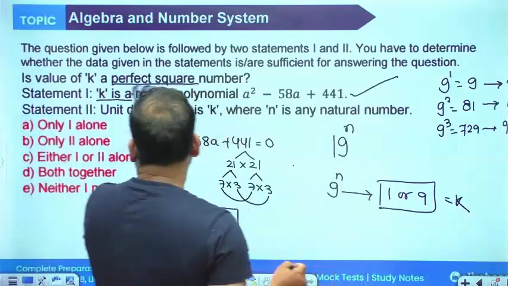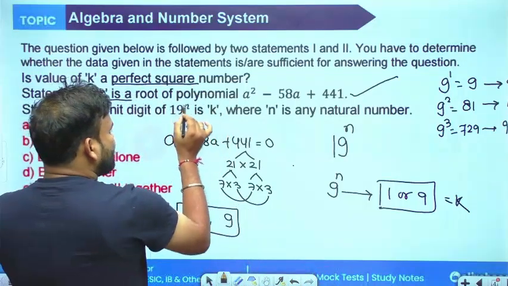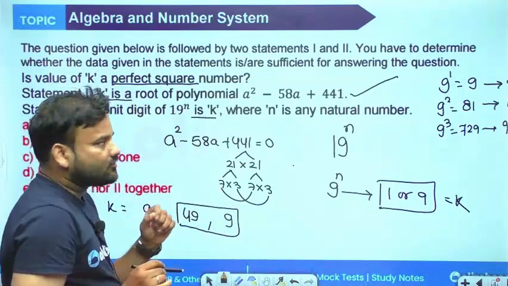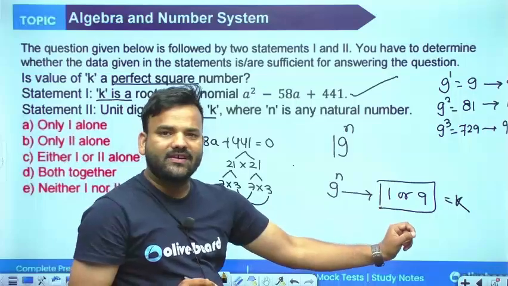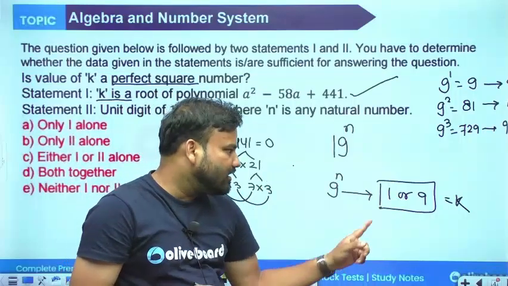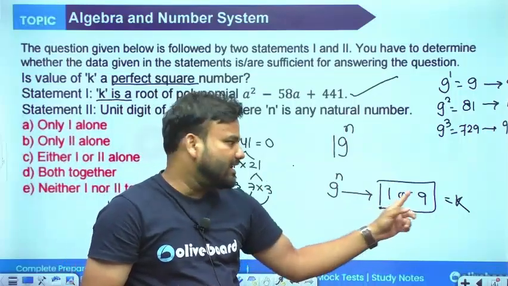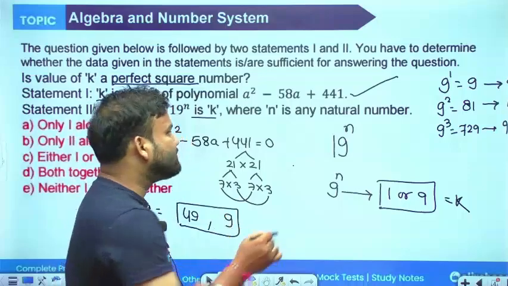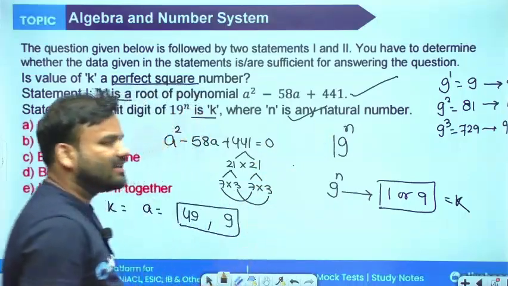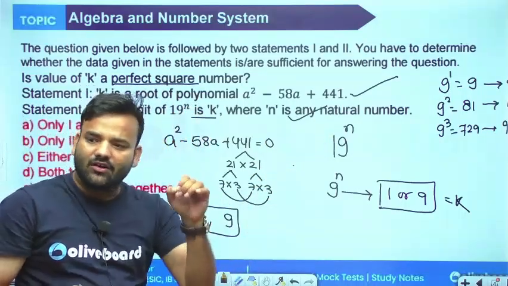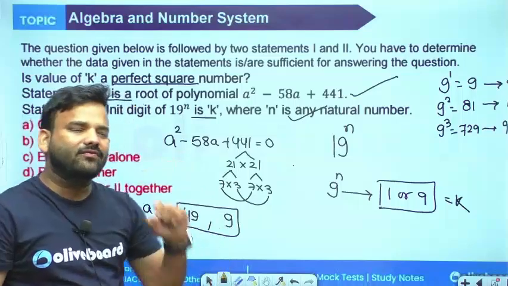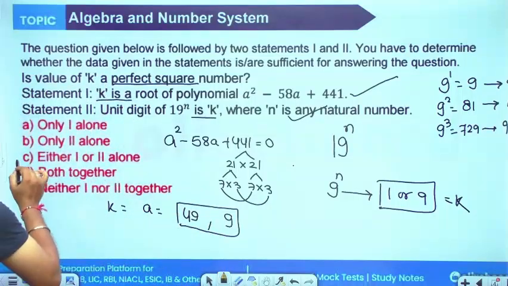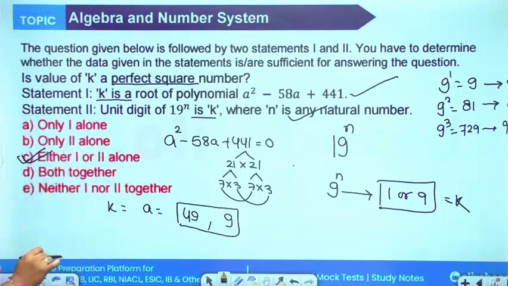K is what? So the unit place of 19 to the power n is k. Fine. So is k a perfect square number? Yes, definitely. 1 is a perfect square of 1 and 9 is also a perfect square. That means statement 2 alone also. So the answer will be either statement 1 or statement 2 is capable enough of completing the answer. So either 1 or 2, that is option number C is your answer.